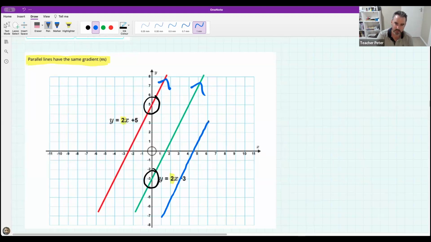Let's see if I can do it properly. Oh, I'm doing pretty well today. What do you notice about the blue line? It is also parallel. And the reason it's parallel is that I drew it so that the gradient was 2.